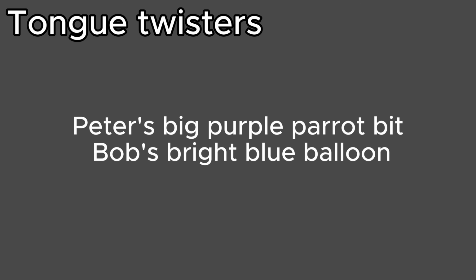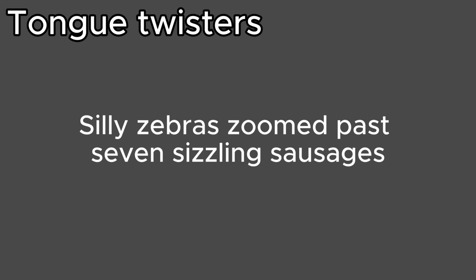So let me give you examples of tongue twisters. If you have a problem with P and B sounds, then this tongue twister is going to help you a lot. Peter's big purple parrot bit Bob's bright blue balloon. That is a good tongue twister to practice with your P and B sounds. Another tongue twister that targets the S and the Z sounds is this one. Silly zebra zoomed past seven sizzling sausages. That's a good one to practice the S and the Z. Or how about this one? Red lorry, yellow lorry, red lorry, yellow lorry, red lorry, yellow lorry. This one targets the L and the R sounds.